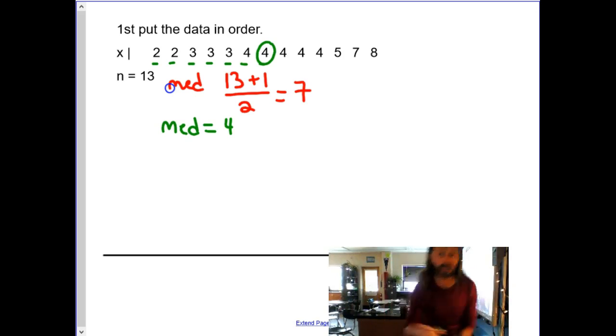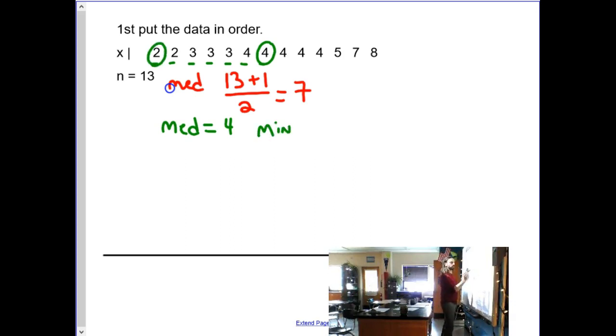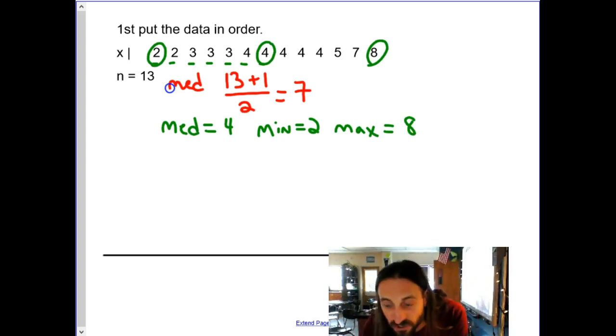Let's find the max and the min. The minimum, well, that's easy. That's 2. The max is 8. All right. So far, so good.